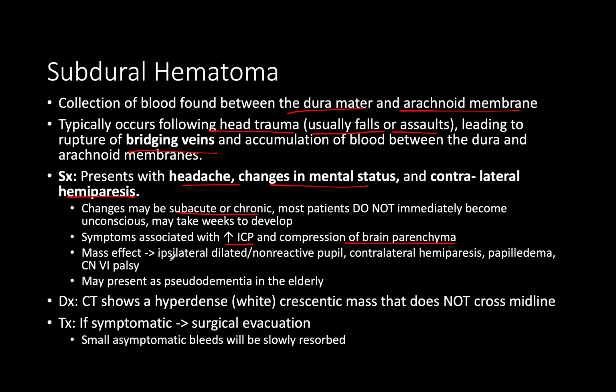That mass effect can also result in that ipsilateral dilated non-reactive pupil, contralateral hemiparesis, papilledema, cranial nerve 6 palsy. So in terms of talking about some of these cranial nerves, we really tend to see the manifestations on the same side. Whether you're talking about cranial nerve 3 for this non-reactive pupil, cranial nerve 6, the abducens nerve, or maybe something involving a facial nerve in a different disorder, it's really going to be ipsilateral compared to all of your extremity weakness, which we would see contralateral.